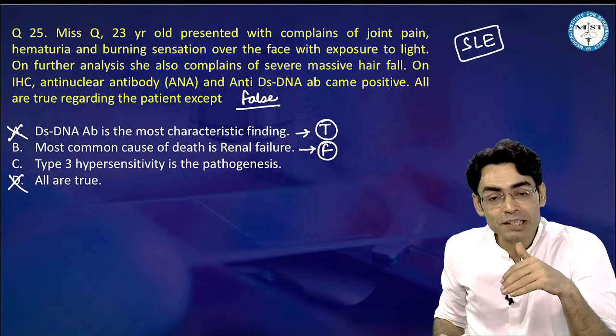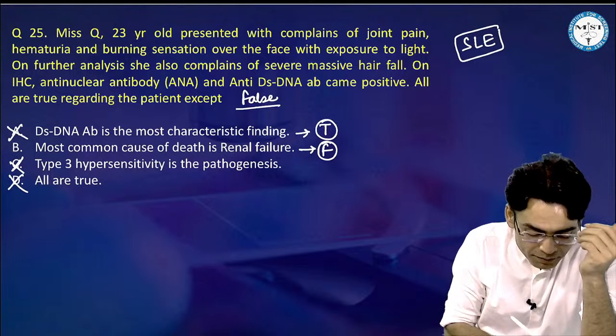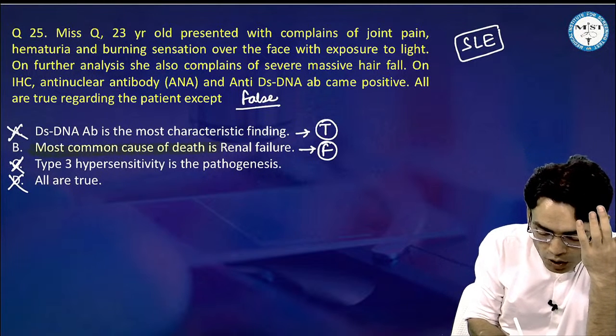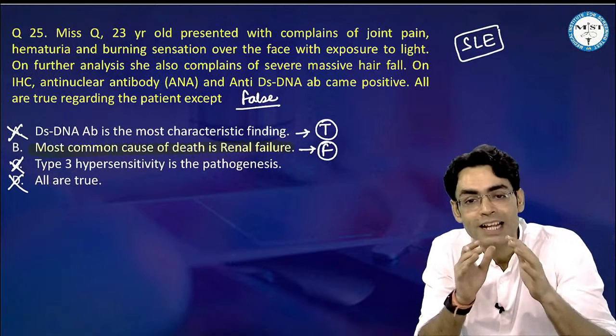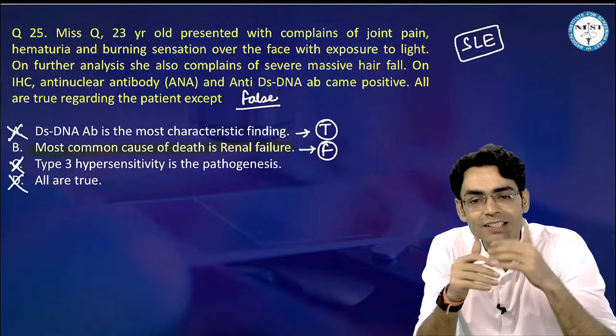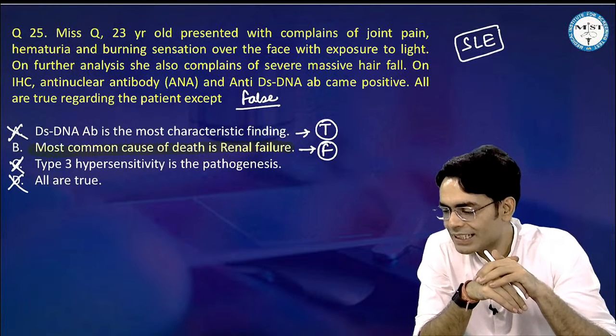It's a type 3 hypersensitivity. Yeah, SLE is a type 3 hypersensitivity. So this cannot be the answer again, because you need to find out the false statement. What is the answer here? The answer will be the most common cause of death is renal failure. No, it is atherosclerosis, which is the most common cause of death in the later stages. Infections in the initial stages. Yeah. Yes.